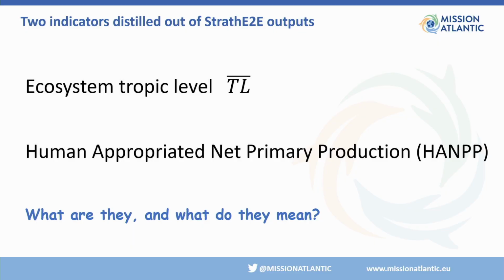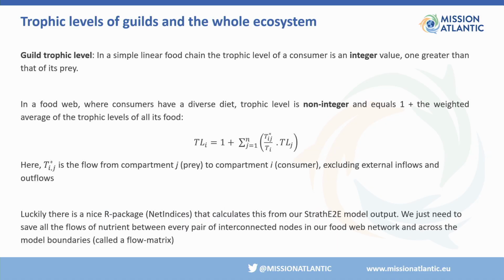So moving quickly on, 2 indicators that Jack brought up this morning are the ecosystem mean trophic level, mean TL, and the human appropriated net primary production, HANPP. So what are they? What do they mean? Why are we using them? So a little bit of equations, sorry guys.